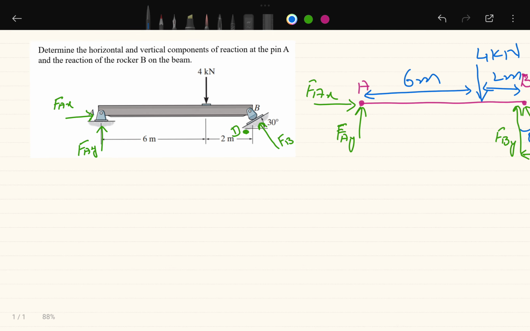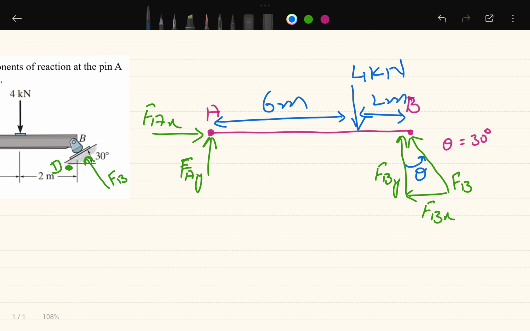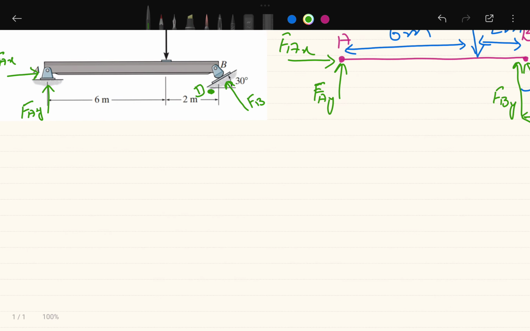So using the summation of forces in y-axis, we know there are 3 forces acting in the y-axis. One is FAY, then I have FBY, and finally the third force is the 4 kilonewton that is also acting in the y-axis. So I will just write their sum equal to 0. Or you can take the forces acting upward and equal it to the forces acting downward. So I will do that.